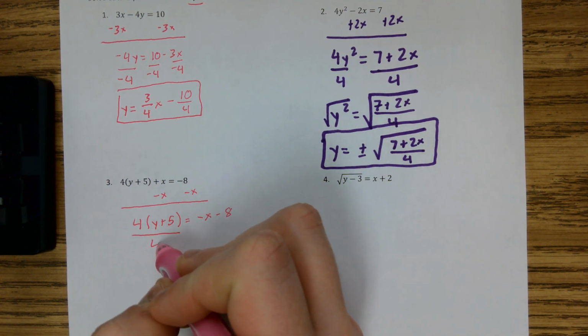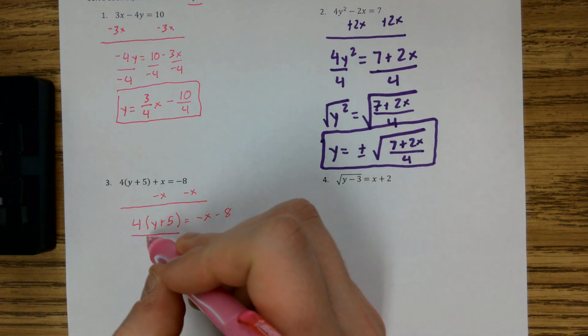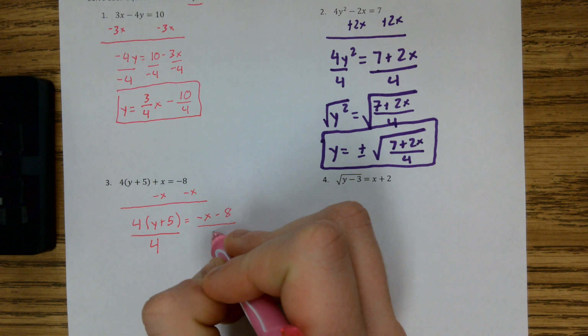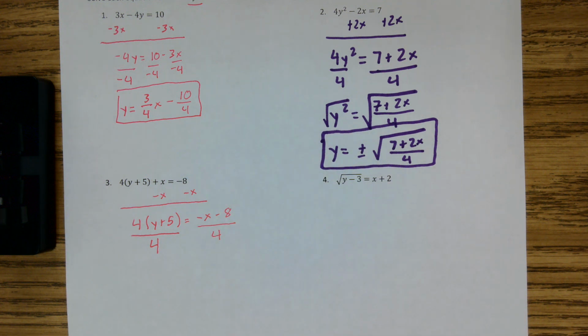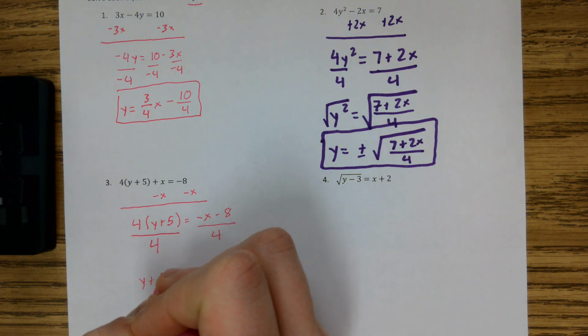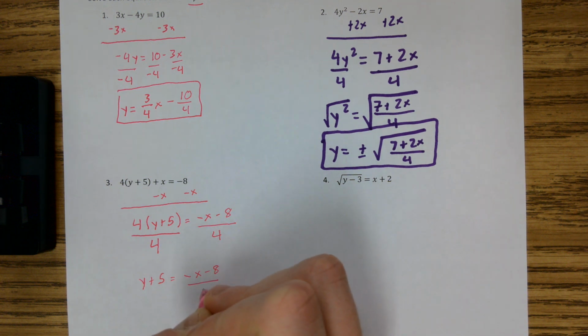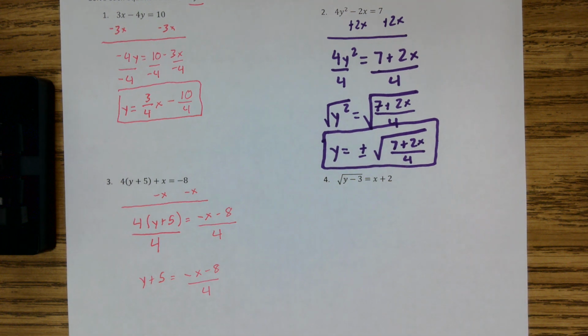So again, you can just divide the whole thing by 4. When I divide that whole thing by 4, I'm also going to divide this whole other thing on the right side by 4. Now it becomes just a regular problem of y plus 5 is equal to negative x minus 8 all over 4. Leave it as one fraction, okay?